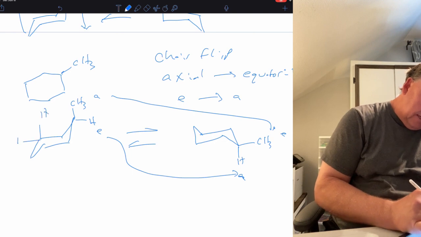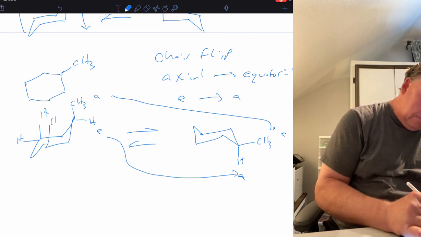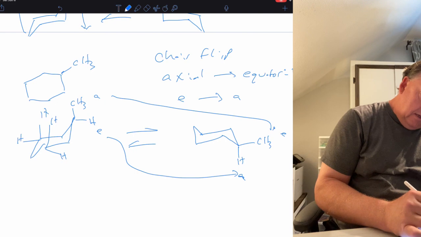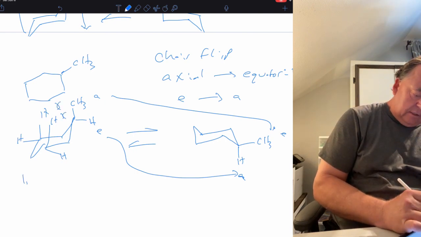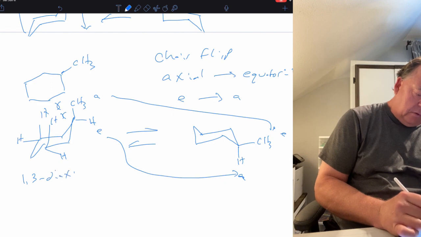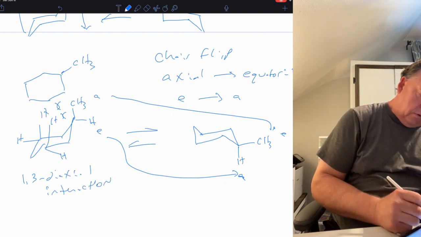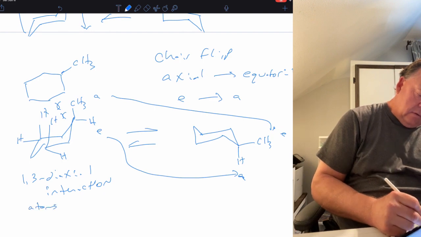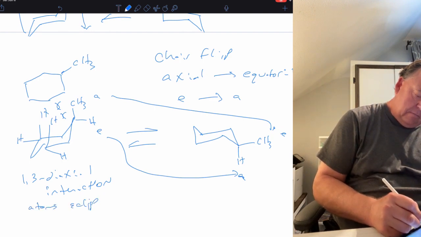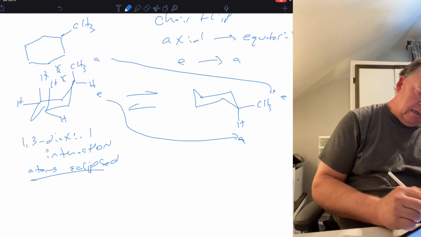So if we draw those hydrogens in, there would be a steric interaction there and a steric interaction there. That's what's called a 1, 3 diaxial interaction, where those atoms are eclipsed. So that's unstable.